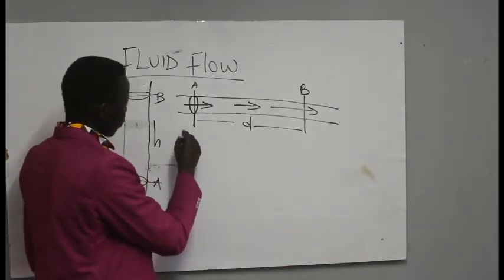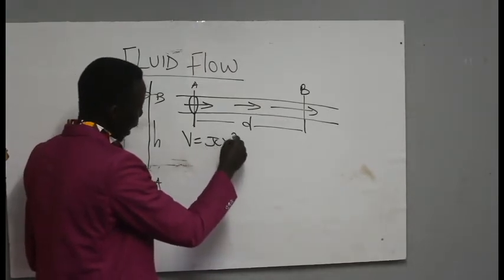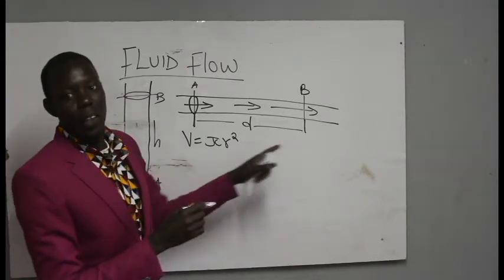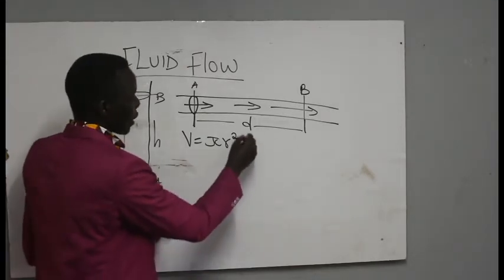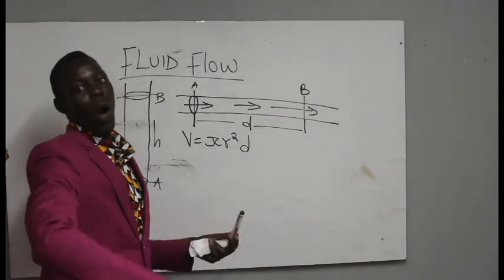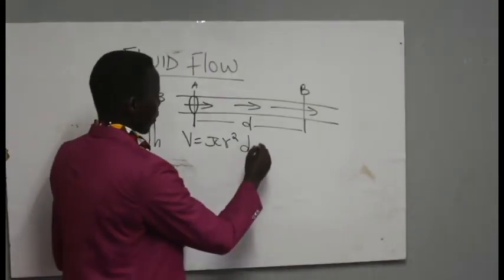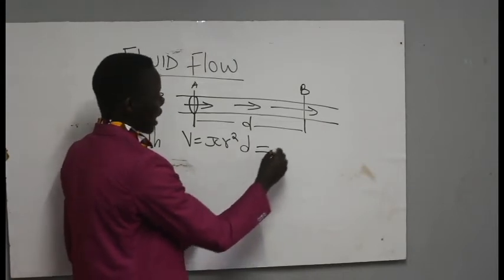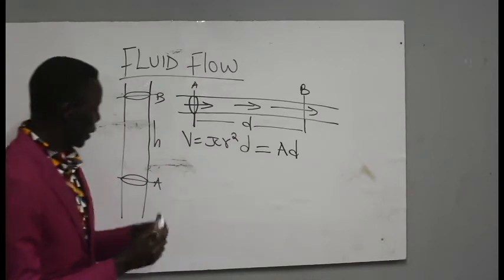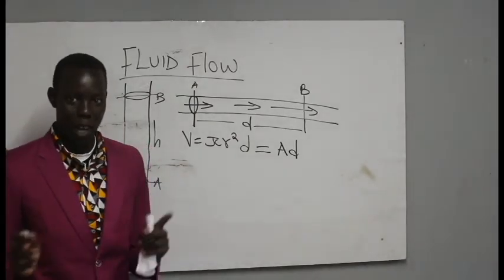The volume of the liquid is πR squared, which is the cross-section area, times the height, or D. I will use D, but this D is actually standing for how long or how high the liquid has flown. Then someone else would say πR squared is A, so it's like saying AD. This is volume, not volume flux. It is volume, not volume flux.